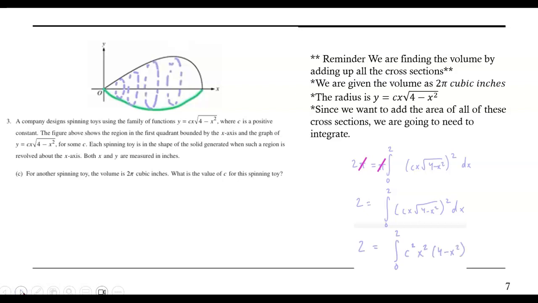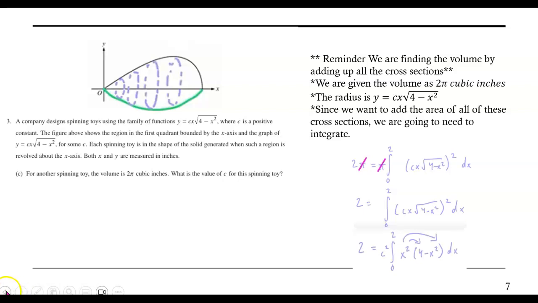Now, if I want to actually start to solve for this, I'm going to distribute that squared. When I distribute the squared, I am going to end up with c squared times x squared times 4 minus x squared. The squared and the square root cancel each other out. And I can pull out that c squared, because remember that's just a constant, so I'm going to take it outside of the integral.